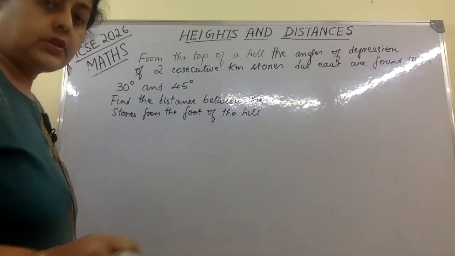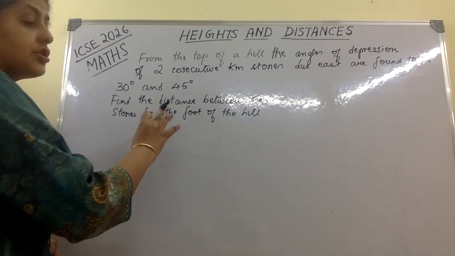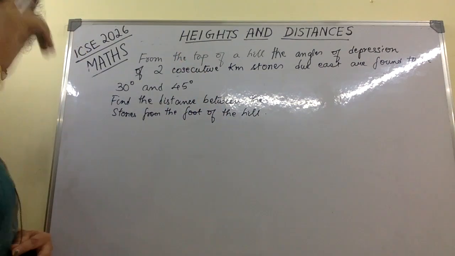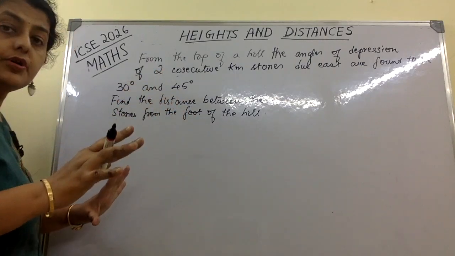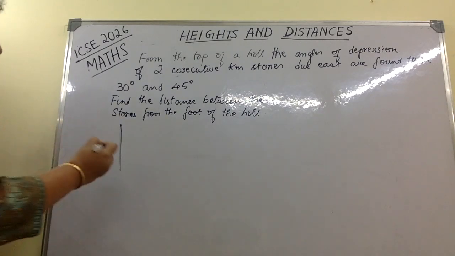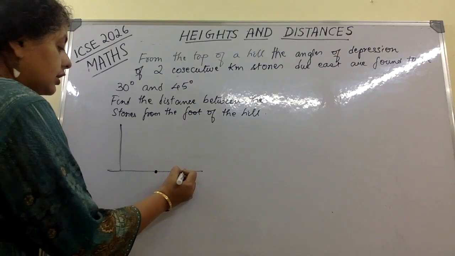Okay, now this is a very important question. From the top of a hill, the angle of depressions of two consecutive kilometer stones. Now many words are important in this. From the top of a hill, that is, this is the ground, and there are two consecutive kilometer stones.